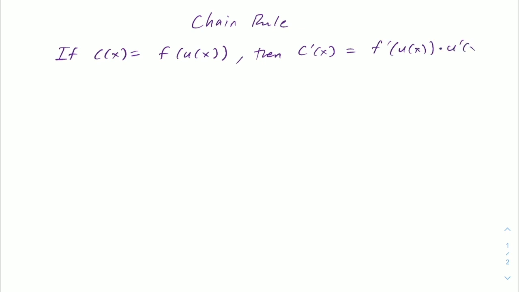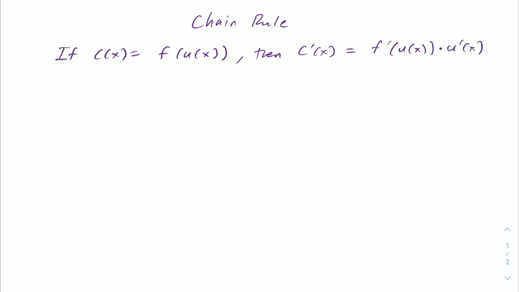Alright, so in this video we're going to discuss the chain rule. Let me start by stating the chain rule. So if we have a function c, which is the composition of f and u of x, then the derivative of c is going to be the derivative of f with u inside times the derivative of u.